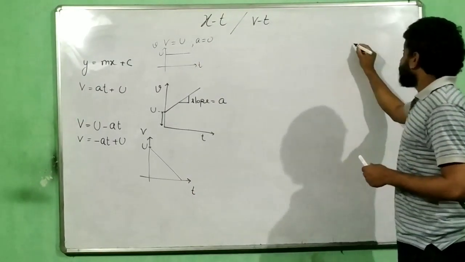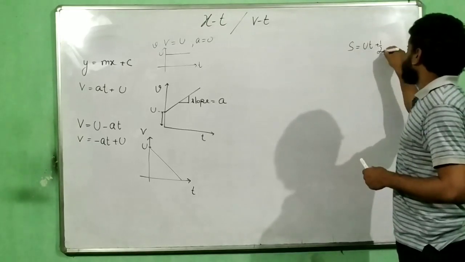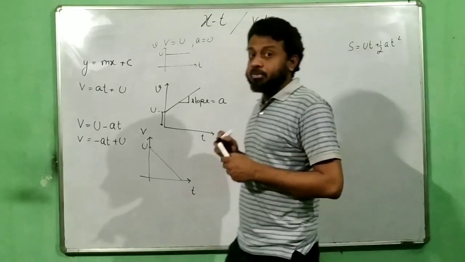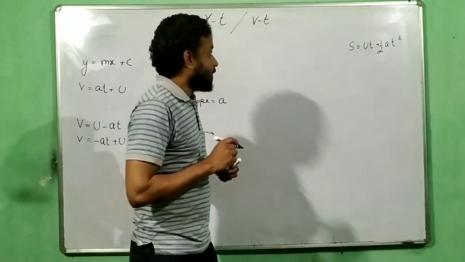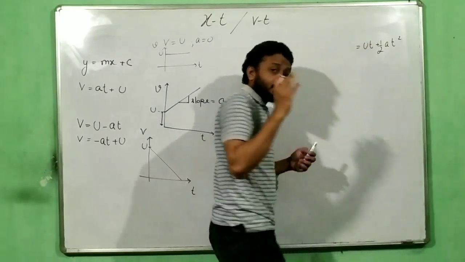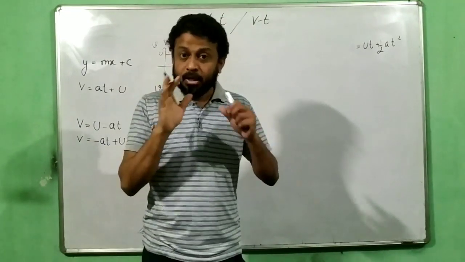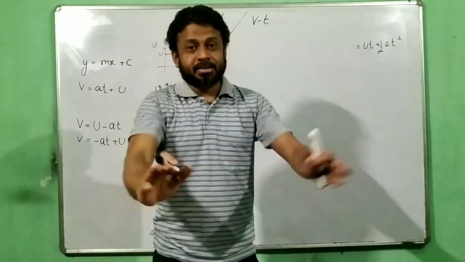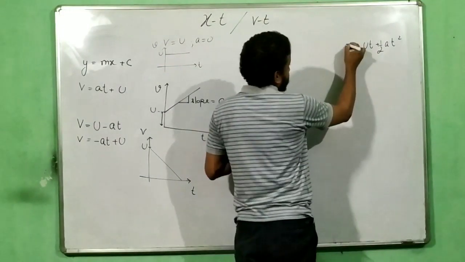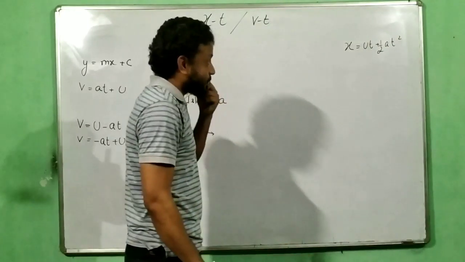Now also we know that s is equal to ut plus half at square. This also you have learned. That is the second equation of motion. Generally there are some books which use s, and I use x. Both are the same. So long as you are seeing s or x, both are the same. So let me use x. x equals ut plus half at square.